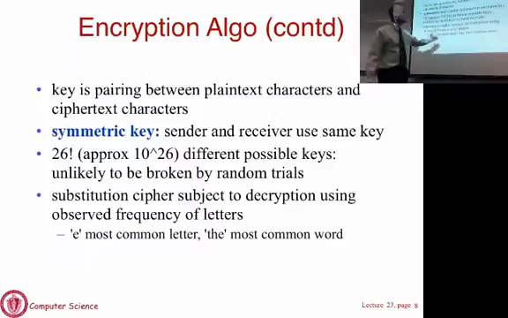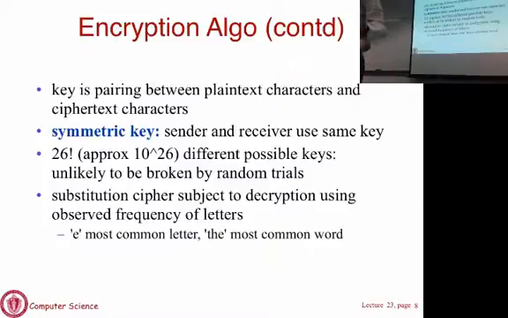Here are the reasons why it doesn't work. First of all, this is called symmetric key, because you have to use the same key at the sender and the receiver to encrypt or decrypt. Now you have 26 factorial possible keys. Those are all the permutations that are available to you. One of them is going to be the real one.